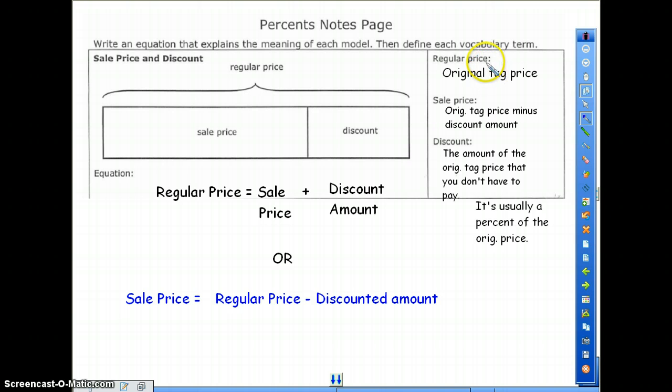Then, let's define the regular price. I said the regular price is the original tag price of whatever it is you're buying. The sale price is the original tag price minus the discount amount. And the discount is the amount of the original tag price that you don't have to pay. I also want you to write down for the discount, it's usually a percent of the regular price. I'm going to pause the video here.